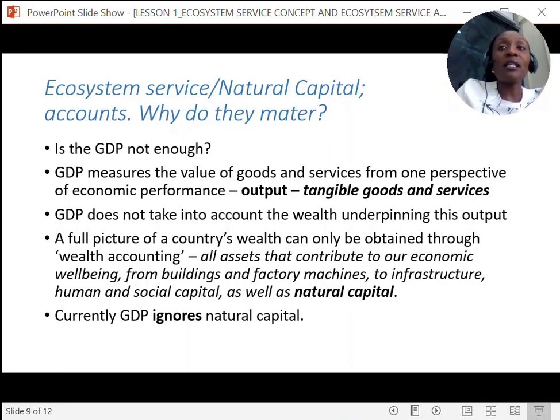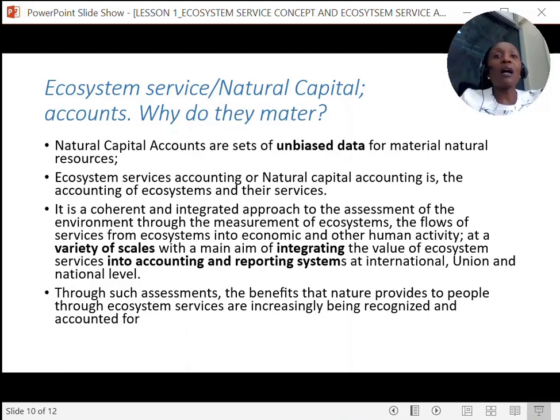As we have mentioned, natural capital is especially important to many developing countries because it makes up a large share of their total wealth, and the livelihoods of many subsistence communities depend directly on healthy ecosystems. But as is the case right now, GDP actually ignores natural capital. So natural capital accounts, basically what the Colwell tool tries to bring forth, are sets of unbiased data for material natural resources. And ecosystem service accounting, or natural capital accounting, is basically the accounting of ecosystems and their services.